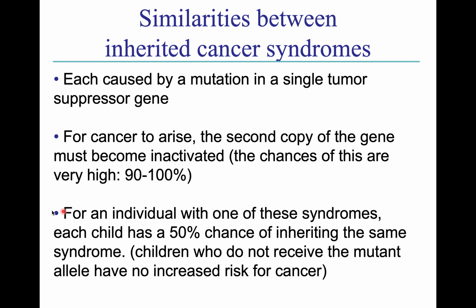So for any of these kinds of two-hit model inherited syndromes we've been talking about, each child is going to have basically a 50% chance of inheriting that same particular syndrome from an affected parent. So I'm going to stop there and we'll continue this in the second half.